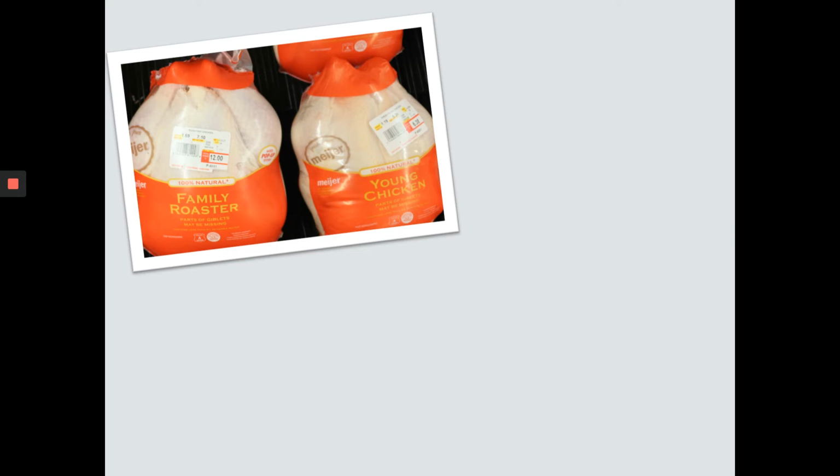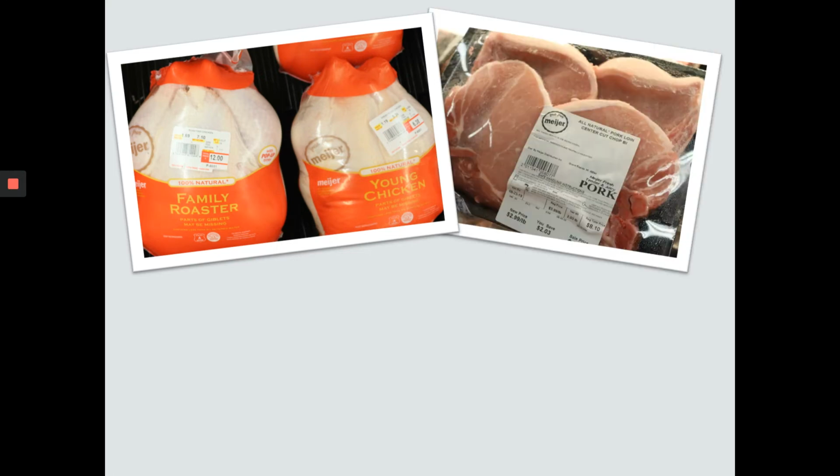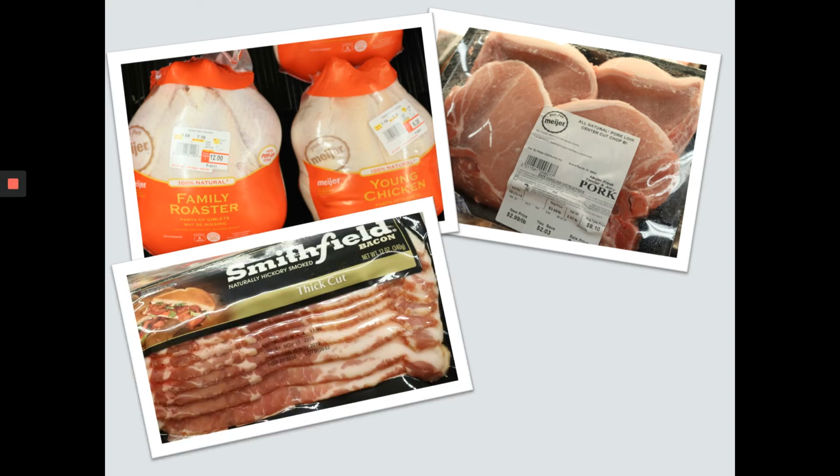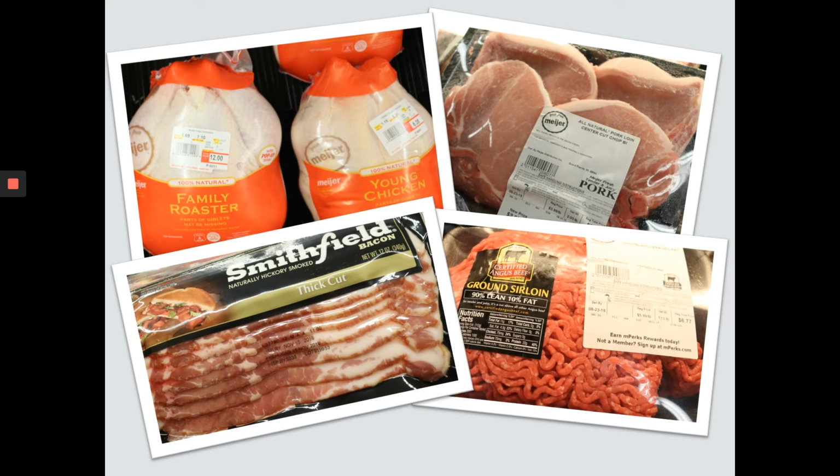What about meat products? Should whole chicken be washed? The correct answer is no. Pork chops? No. Bacon? No. Ground meat? No. Washing meat products does not remove all of the bacteria. Some bacteria that is removed by the running water can spread onto nearby surfaces through water droplets. Instead, raw meat products should be cooked to the recommended internal temperature to kill the bacteria.